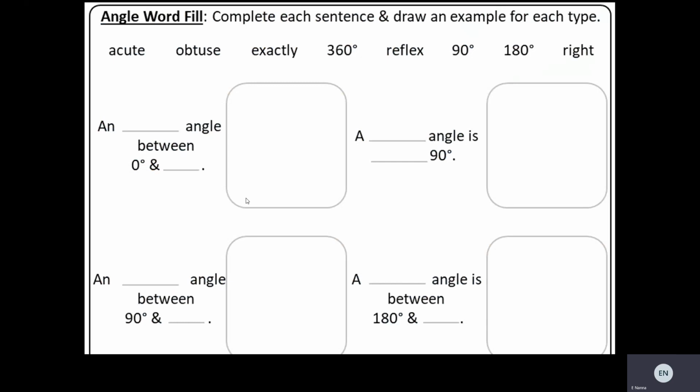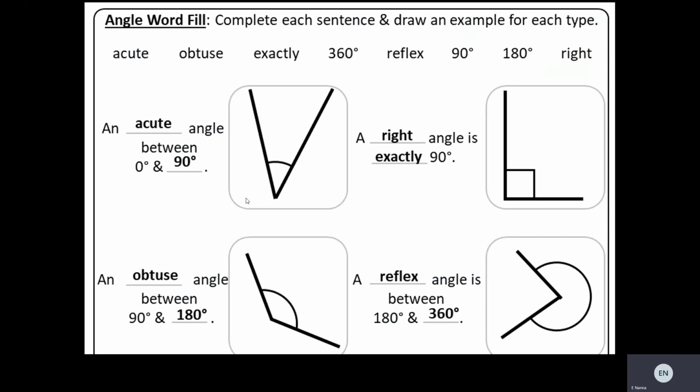Okay, let's go next. So this is what it should look like. Try as much as possible to make sketches, because this would also help you when you're completing your homework on Hegarty Maths. So you have an acute angle, right angle, reflex, and obtuse, as I've said. So that's the right answer. Hopefully, I hope you've also done that.